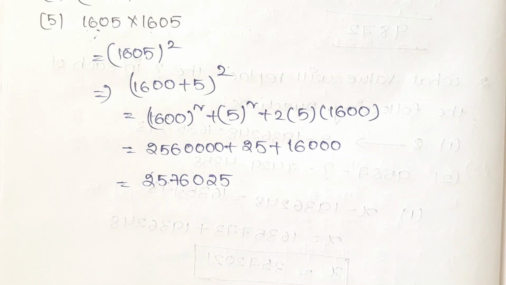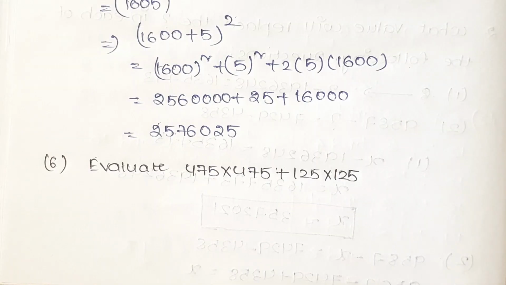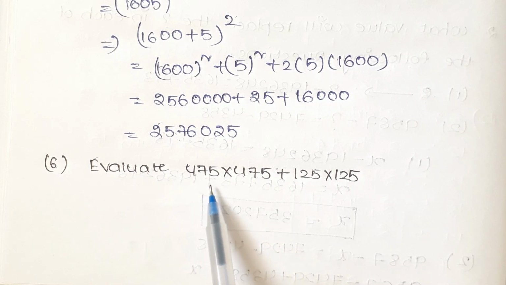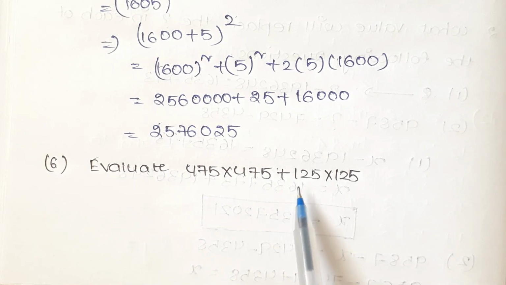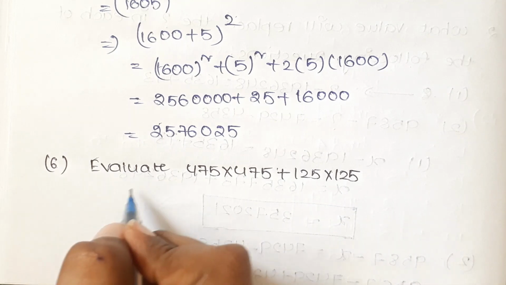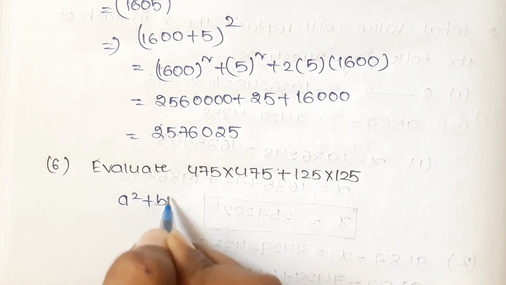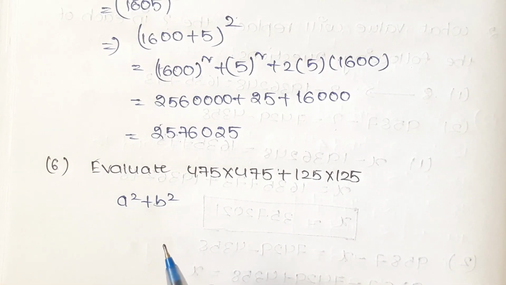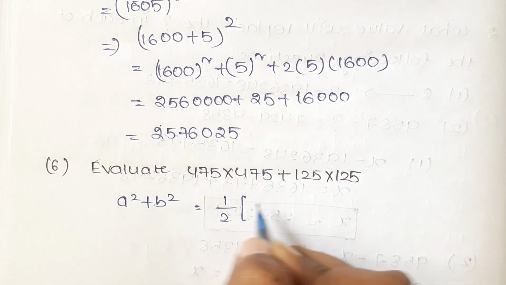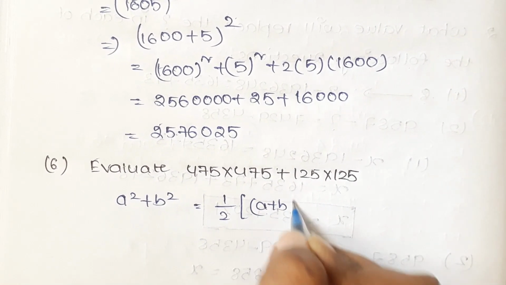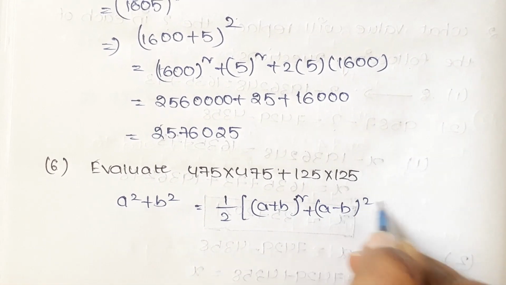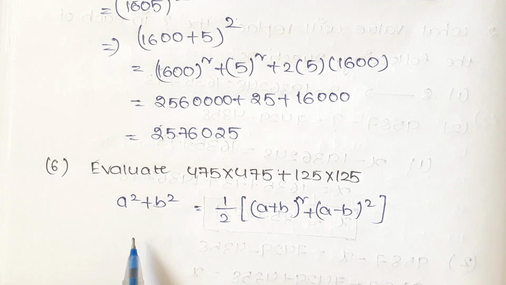And now let us see another model, that is evaluate 475 into 475 plus 125 into 125. It is in the form of A square plus B square. We know that the formula of A square plus B square is nothing but 1 by 2 into A plus B whole square plus A minus B whole square. It is the formula for A square plus B square.